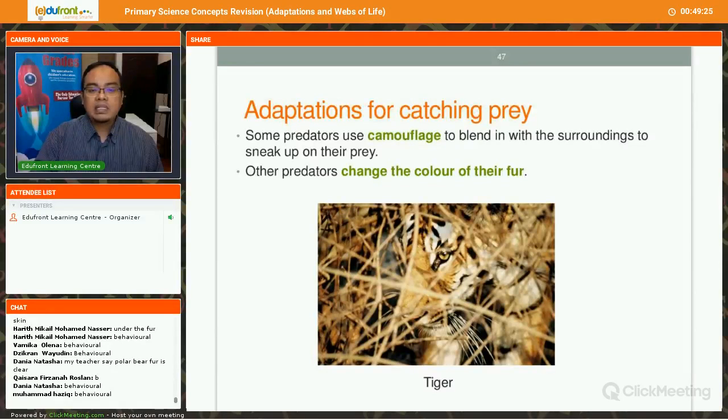And some animals can use camouflage to blend with the environment, either to sneak up on their prey or to escape from their predator. And some animals can change the color of their fur or the color of their skin, so that they can adapt to the environment.